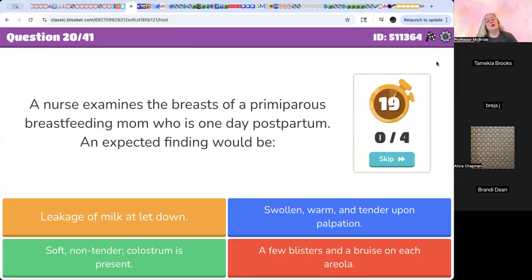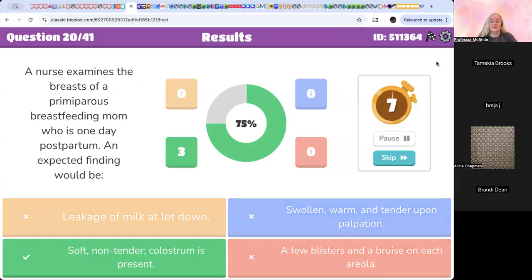A nurse examines the breasts of a primiparous breastfeeding mom who is 1 day postpartum. What would we expect our findings to be? Yeah, good. So 1 day postpartum, her breasts should be soft and non-tender, and she should have colostrum.